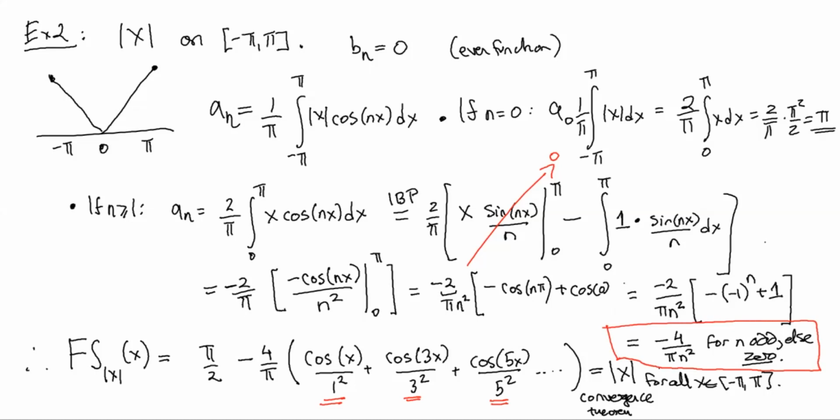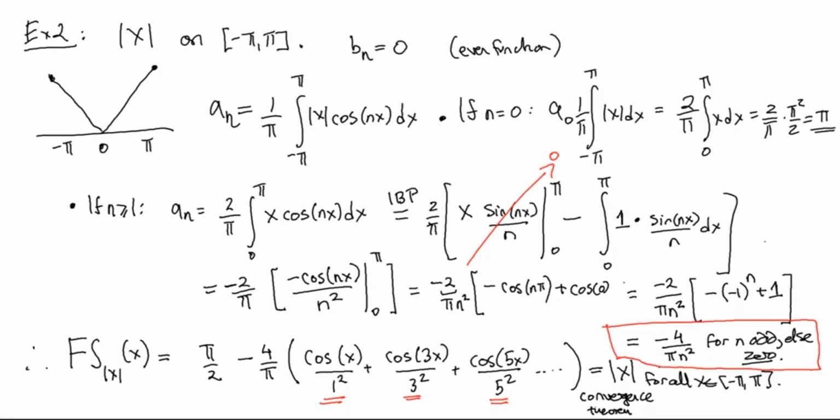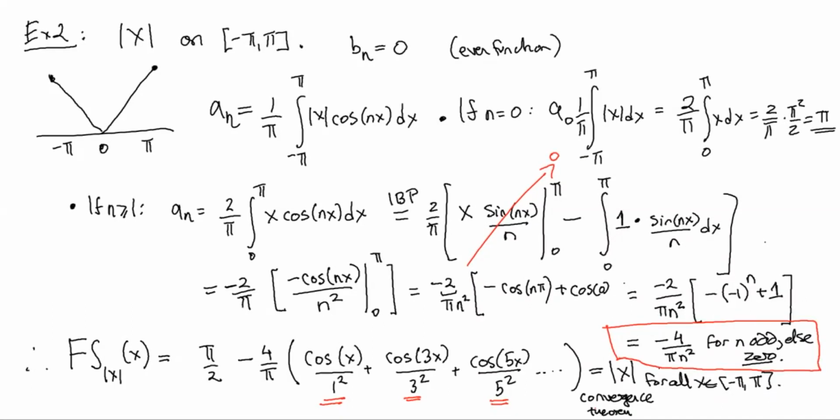What happened to the left half of the absolute value of x function? It's still there. It just got sucked into this 2 over here, right? In the integral. Because it's even, this integral is equal to this integral.